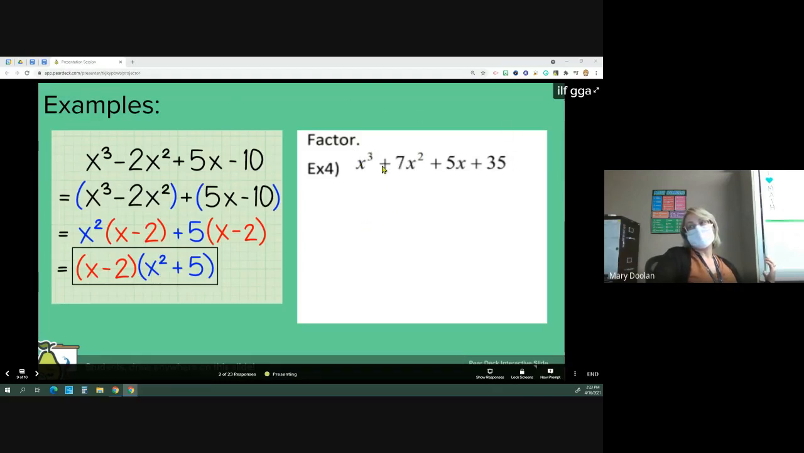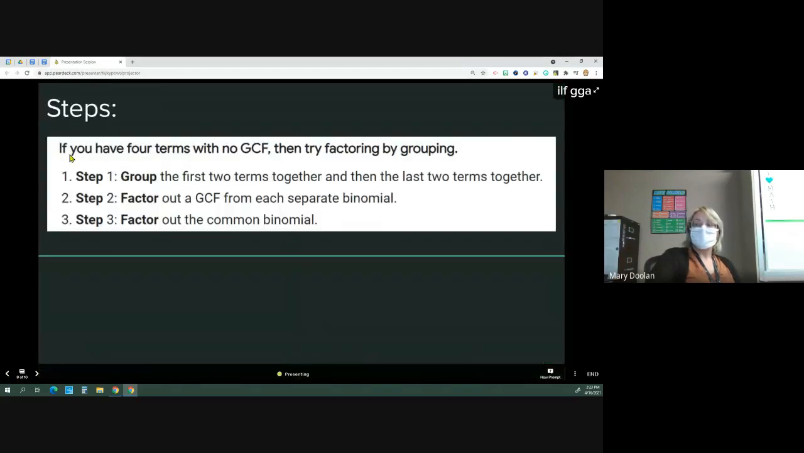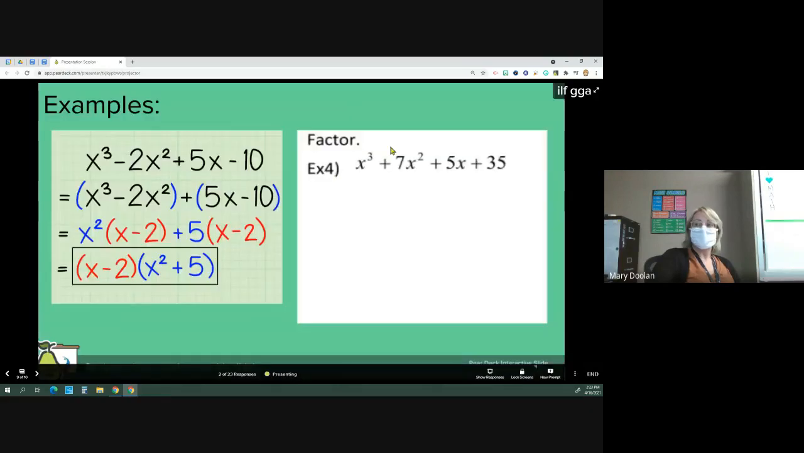So x cubed plus 7x squared plus 5x plus 35. To use these steps, you want to check to see, is there a GCF in these 4 terms? X cubed, 7x squared, and 5x. So the first 3 terms all have an x, but the last term is just a constant. The last 2 terms are both divisible by 5, but the first 2 terms are not. So we don't have a GCF. So this is a good type of polynomial to try this method on.